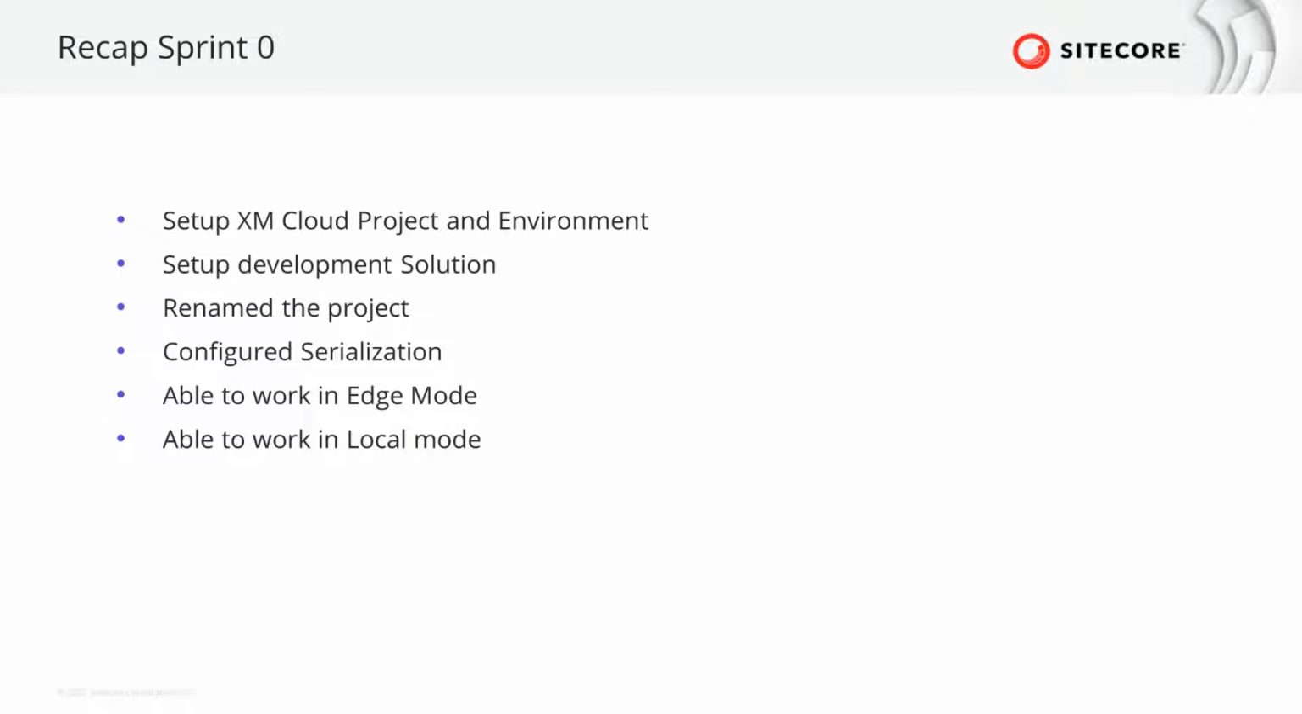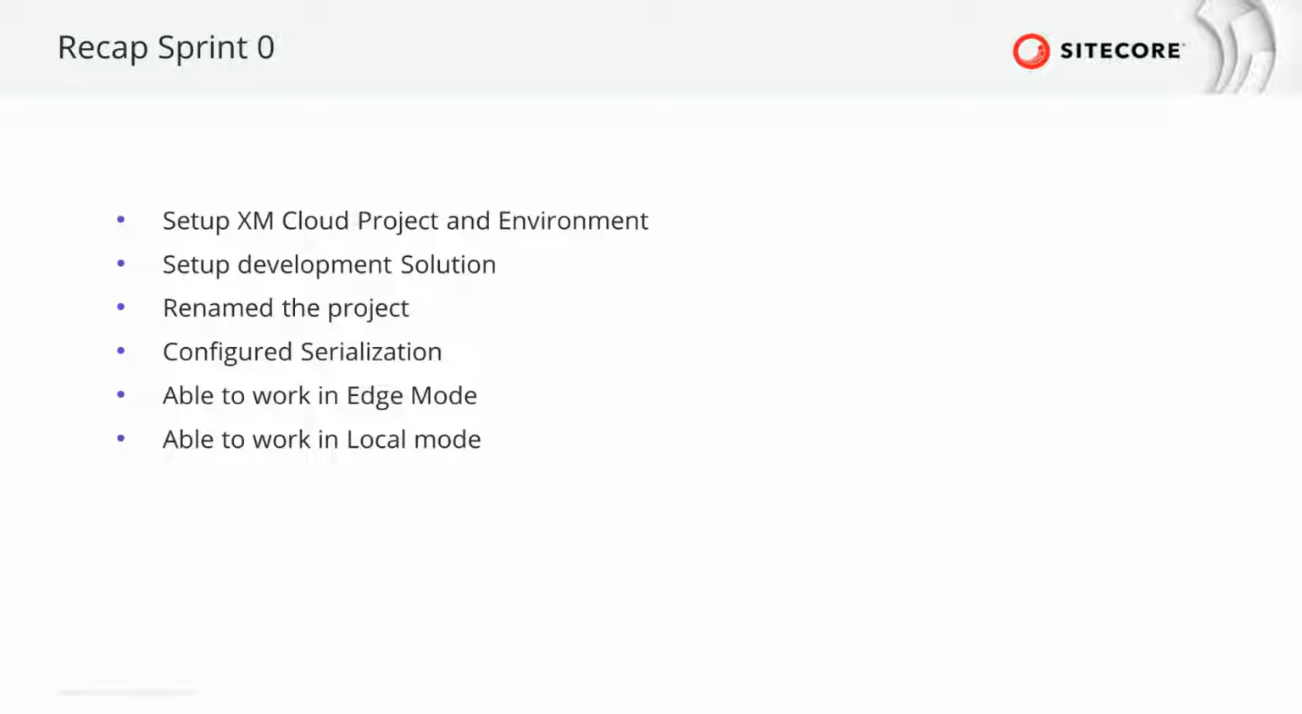We successfully completed Sprint Zero, where we set up the XM Cloud environment as well as the development project using the Foundation Head project as basis. We renamed the project to fit the customer needs and configured serialization. We're also able to connect the app with the XM Cloud environment, and we can spin up an XM Cloud locally running on Docker. If you missed any of these steps, check for any of the previous videos in this tutorial series.